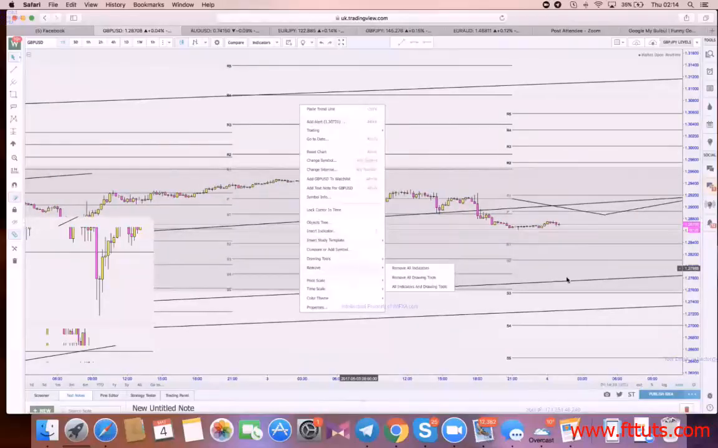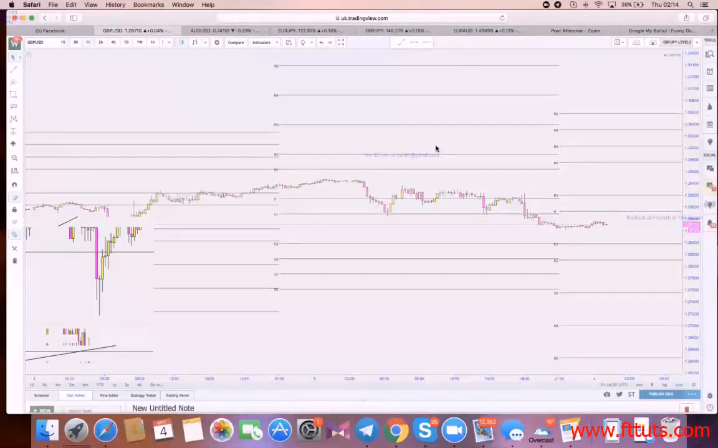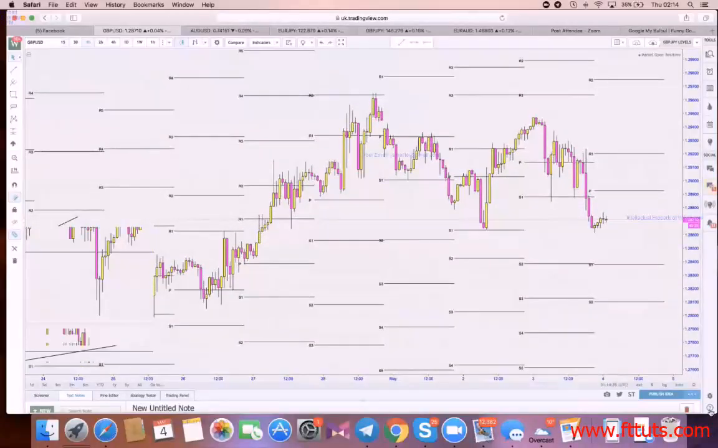GBP US dollar. Let me give you examples. H1. What is the drill on H1, guys? Anybody?